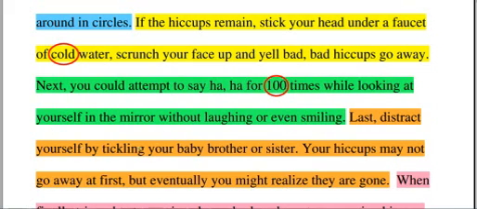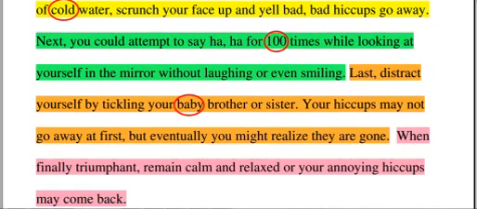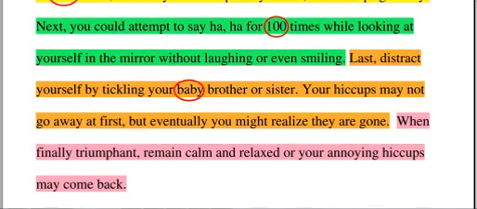Last, distract yourself by tickling your baby brother or sister. Baby can be a noun. It normally is a noun, but in this case it's telling you what kind of brother or sister. It's your baby brother or sister. Your hiccups may not go away at first, but eventually you might realize they are gone. When finally triumphant, remain calm and relaxed, or your annoying hiccups may come back. What kind of hiccups are they? In this case, they are annoying hiccups. So that is a quality adjective. So you would circle something like that.